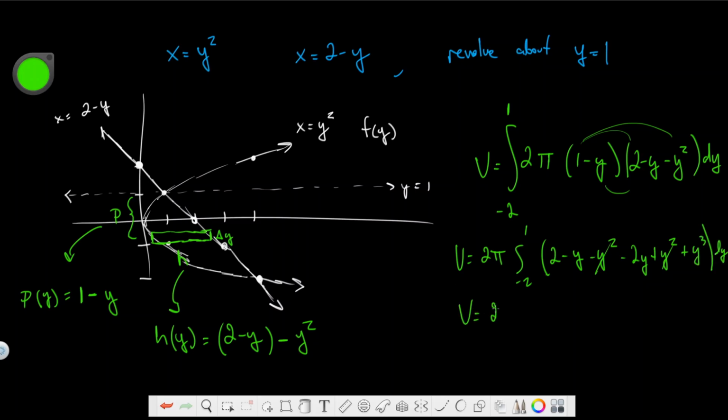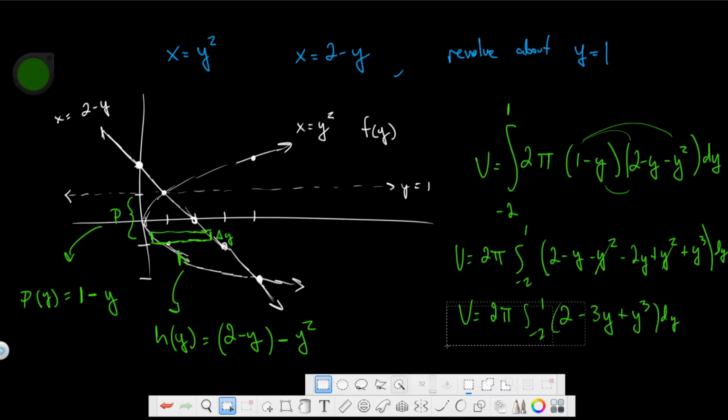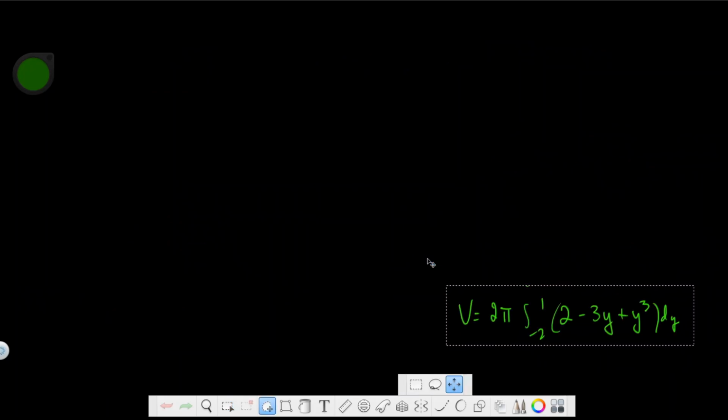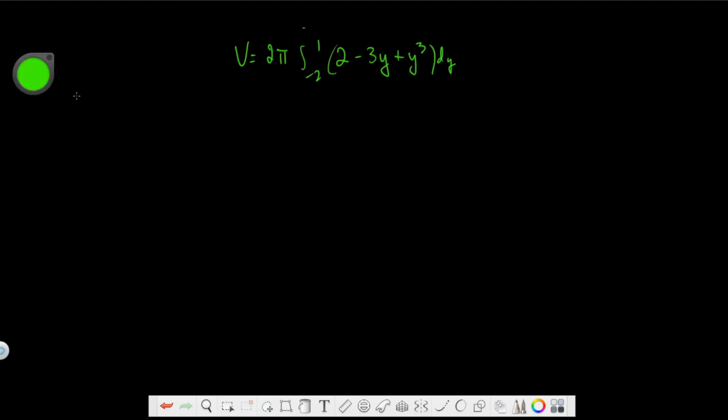All right, the volume is going to be from negative 2 to 1, we have 2 minus 3y, and we have plus y cubed, dy. All right, I'm starting to run out of room. So I'm going to grab this and take it to the next page and finish this thing. All right, so we have, what was it? It was until 1. That got clipped.